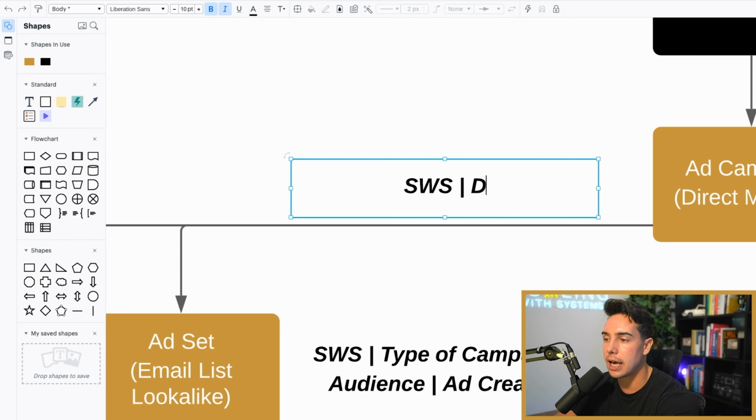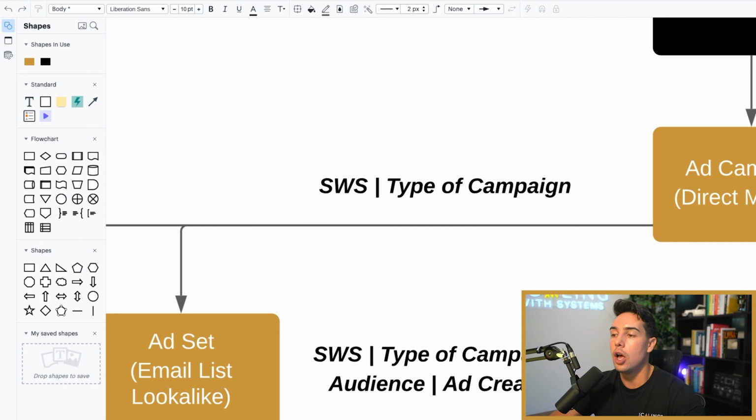But you don't have to add the SWS, but it's important to know which type of campaign you're running, because sometimes you're going to be running a direct messaging campaign, sometimes you're running a conversion campaign, sometimes you're going to be running a website lead form campaign. So all of these are going to vary. And of course, all of your results down the road are going to vary as well.